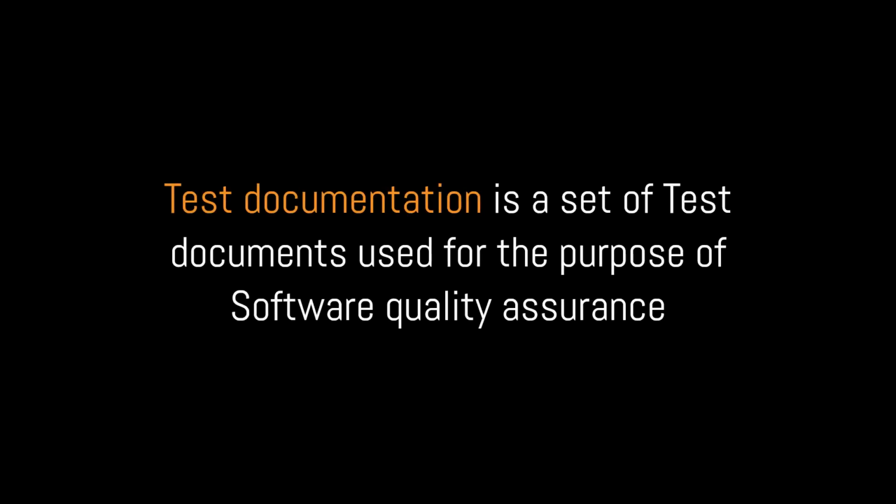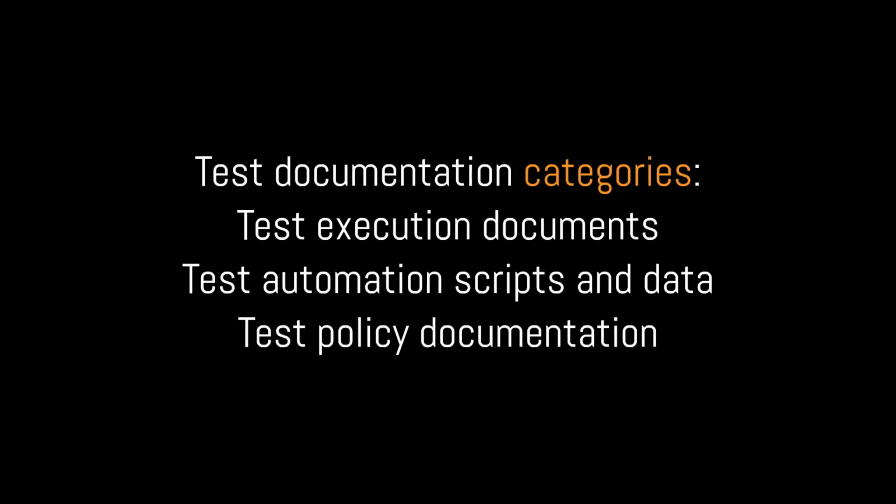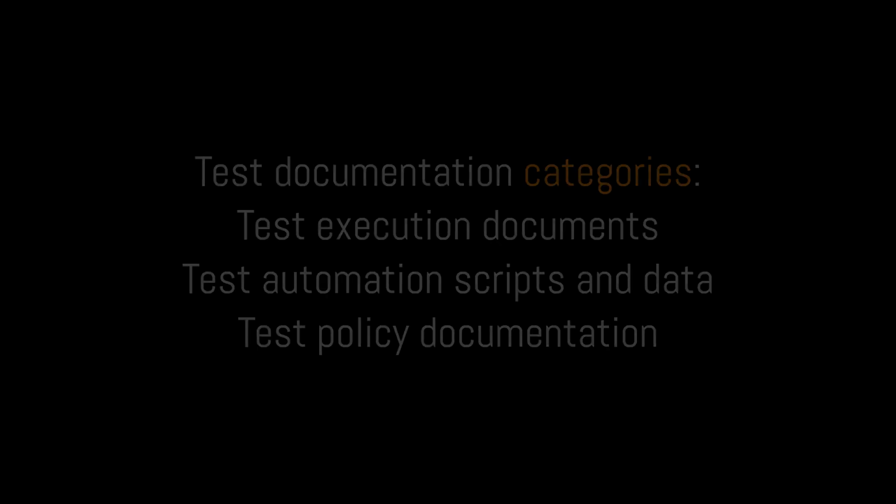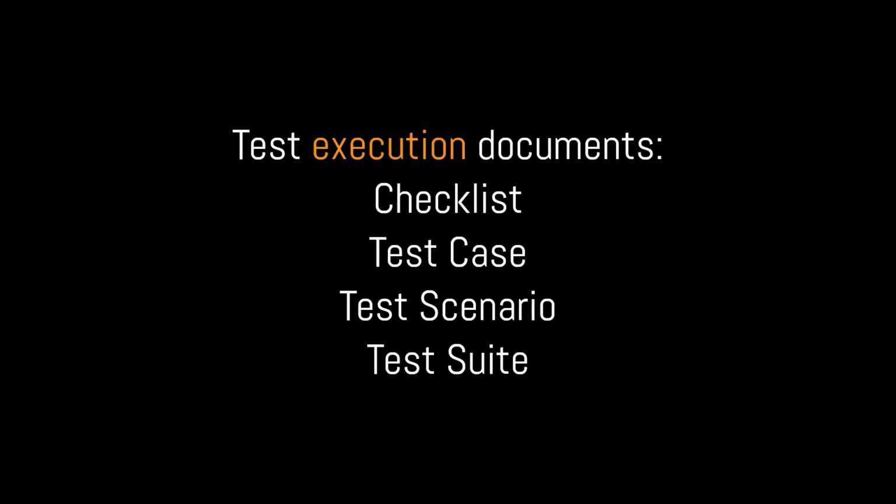Test documentation is a set of test documents used for the purpose of software quality assurance. Test documentation may be split into three main categories: test execution documents, test automation scripts and data, and test policy documentation. There are four main test execution documents: checklist, test case, test scenario, and test suite. Test case being the most important document for software quality assurance.